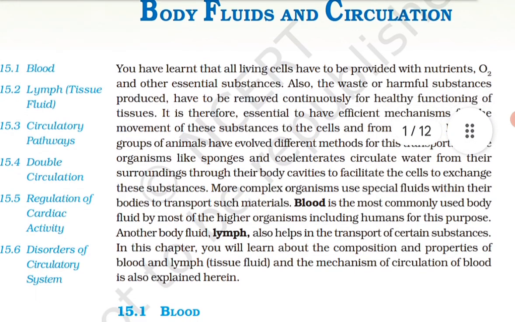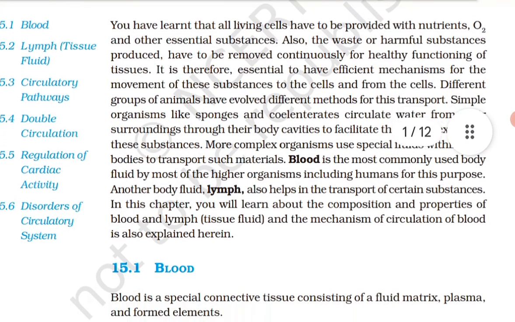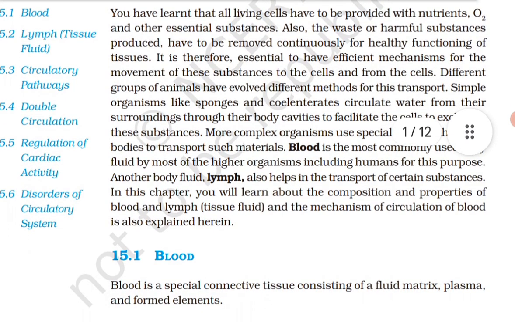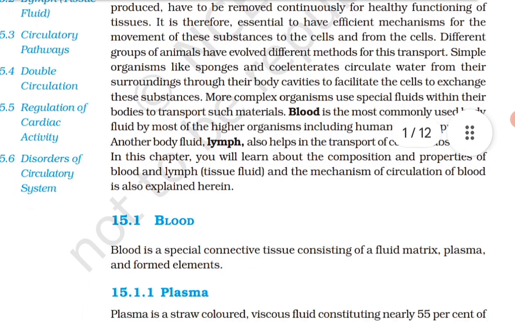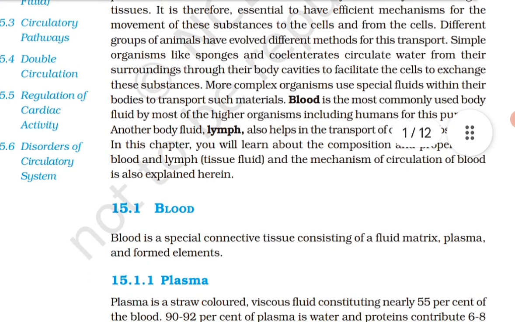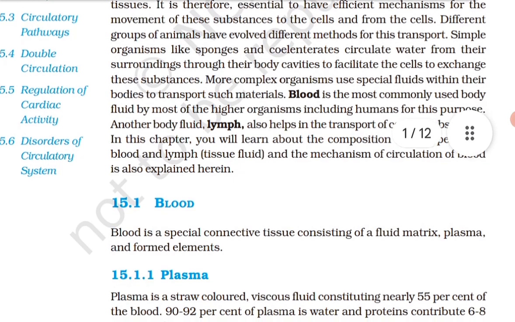Another body fluid, lymph, also helps in the transport of certain substances. In this chapter, you will learn about the composition and properties of the blood and lymph, that is tissue fluid, and the mechanism of circulation of blood is also explained herein.